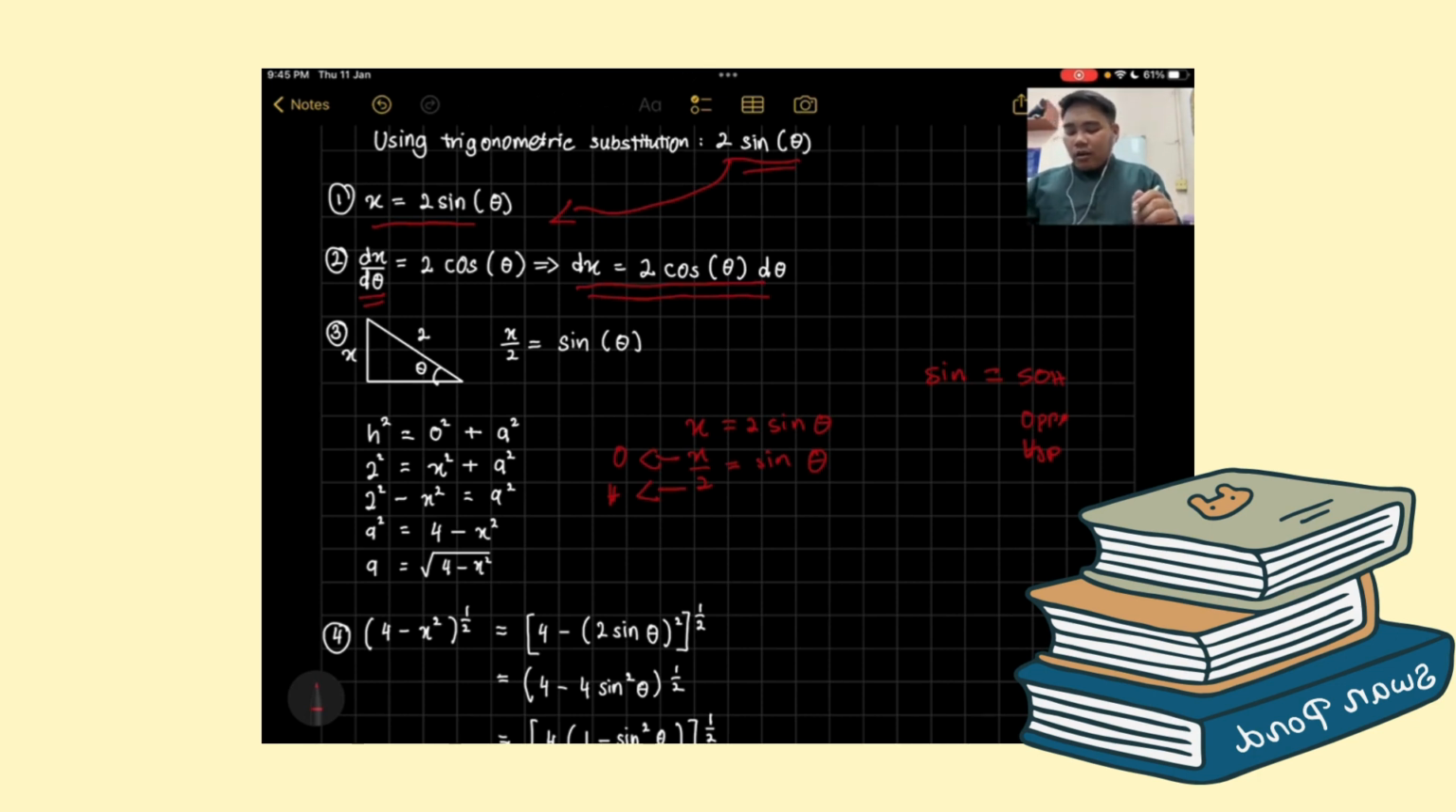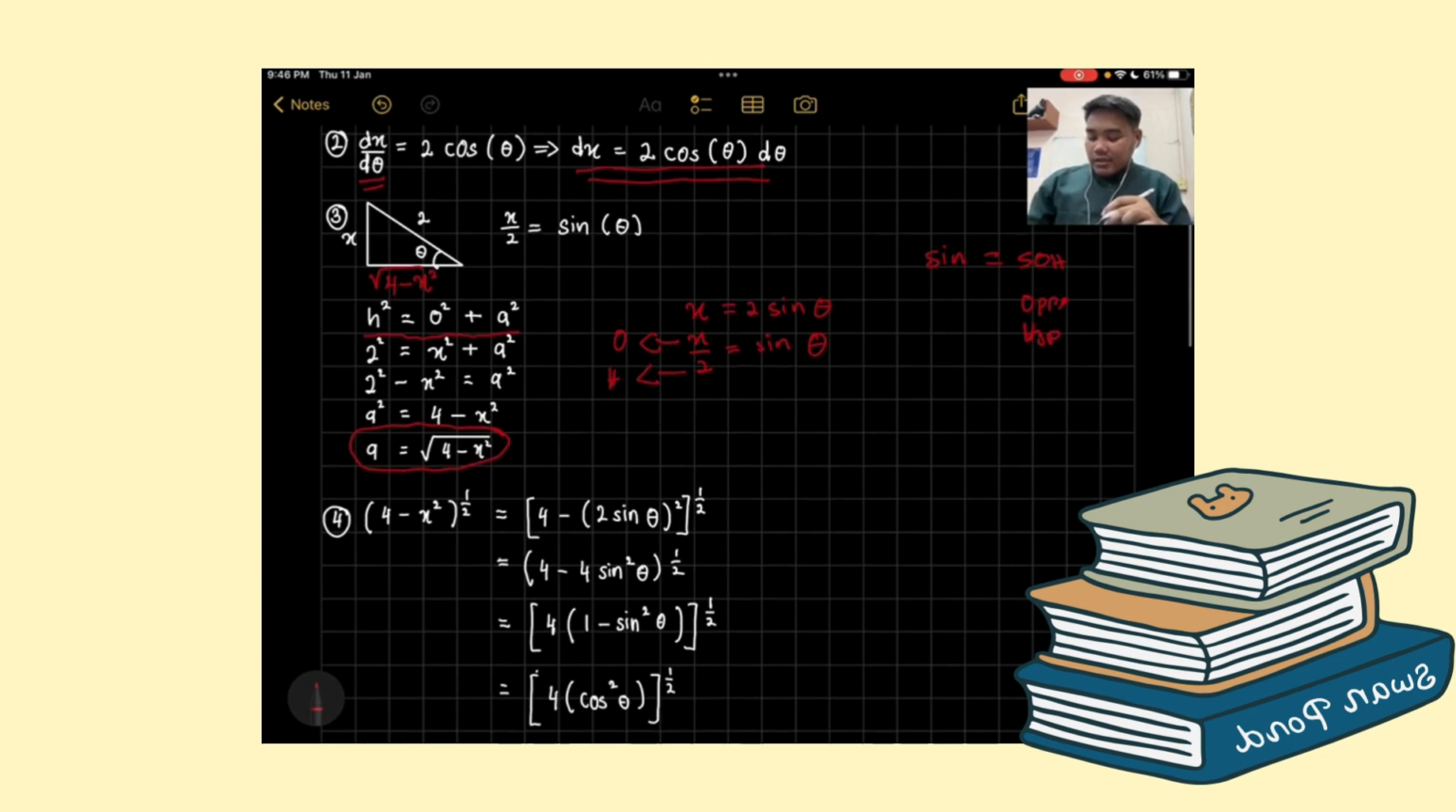The formula of the triangle is hypotenuse squared equals opposite squared plus adjacent squared. So the answer that I get is adjacent equals square root of 4 minus x squared. So we must put 4 minus x squared for the adjacent.